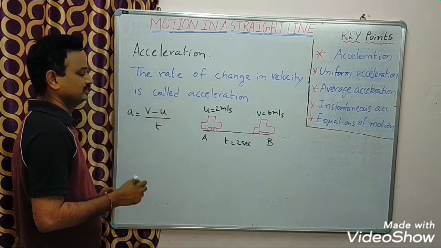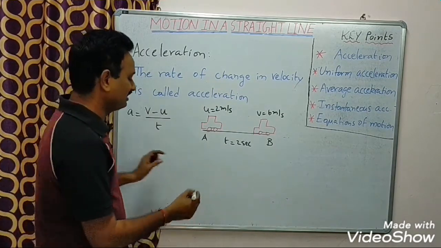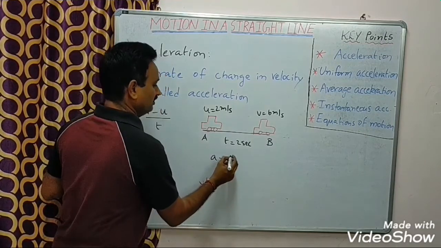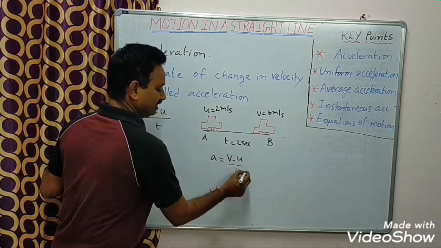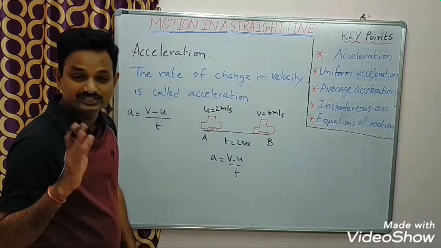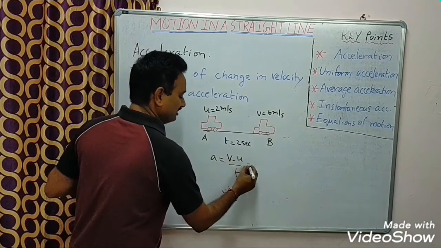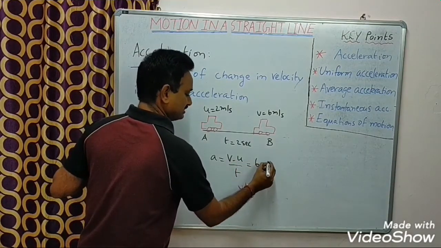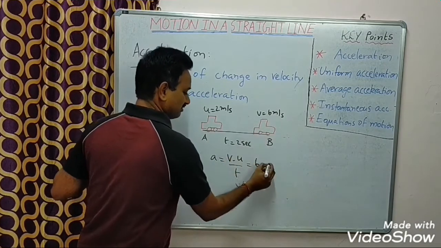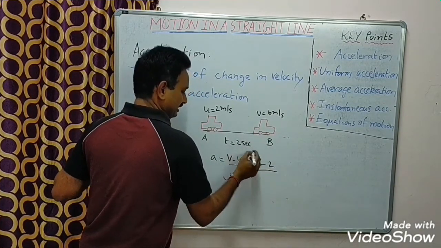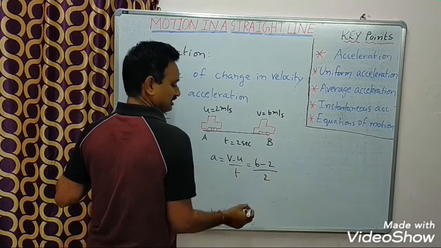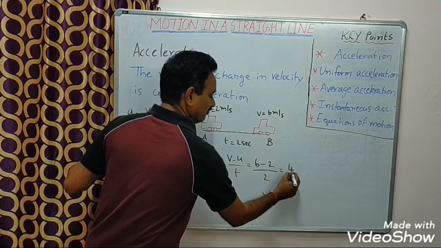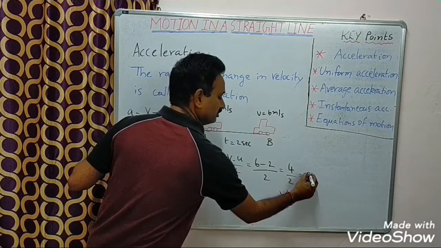So here if you calculate its acceleration, a equals v minus u by t, that means acceleration equals rate of change in velocity, that is equal to 6 minus 2, final velocity 6, initial velocity 2, by time 2 seconds. So we will get 4 by 2, that is equal to 2.